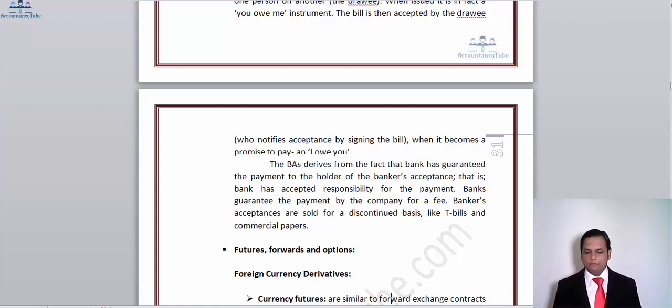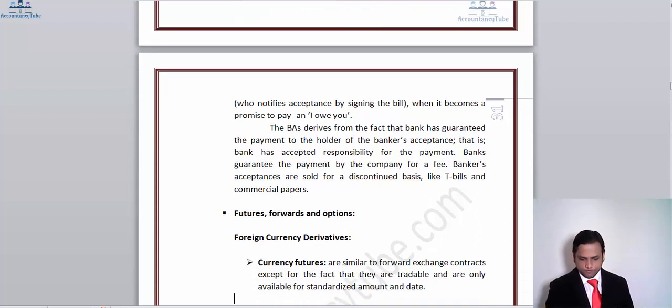Banks guarantee the payment by the company for a fee. Obviously, when the importer goes to the bank to open an LC, he or she will have to pay a fee to the bank for this service as well, because banks across the world know each other very well and are confident that the bank will eventually pay their liabilities. Bankers' acceptances are sold on a discounted basis, like T-bills and commercial papers.